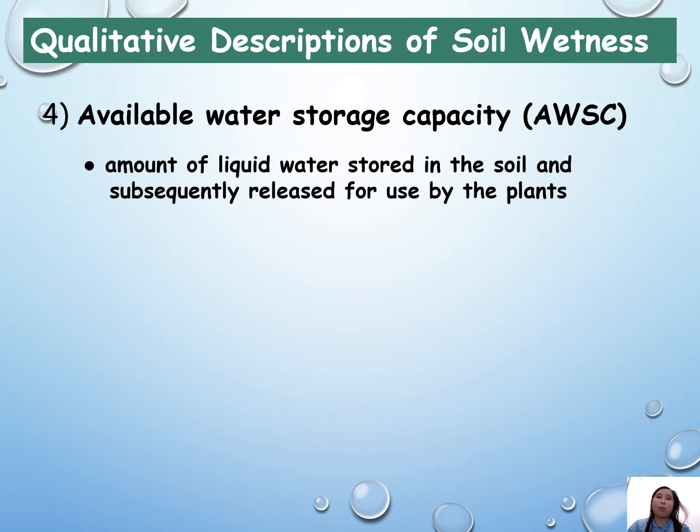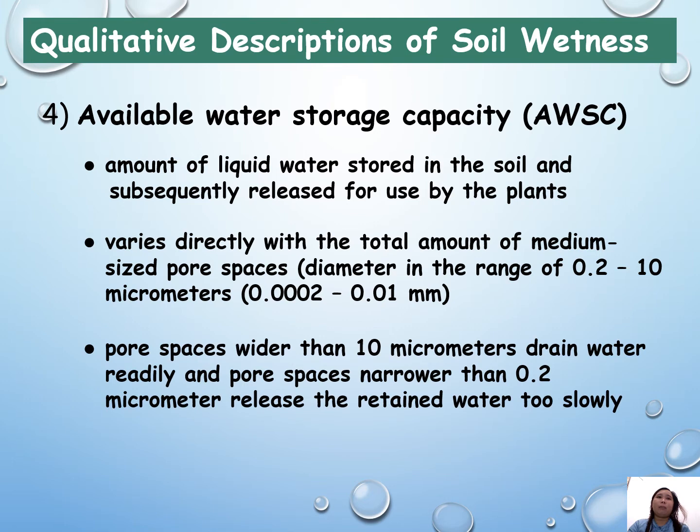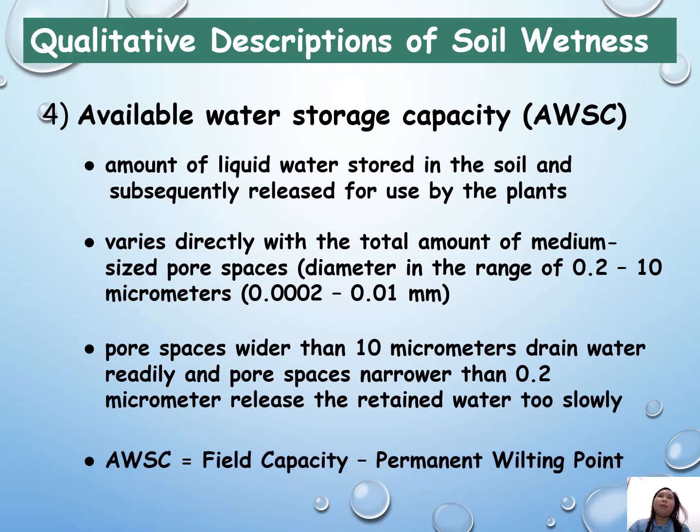The last one is the available water storage capacity, or the AWSC. This is the amount of liquid water stored in the soil and subsequently released for use by the plants. This kind of water varies directly with the total amount of medium-size pore spaces, or the mesopores, having a diameter in the range of 0.2 to 10 micrometers, or 0.0002 to 0.01 millimeters. Pore spaces wider than 10 micrometers drain water readily, and pore spaces narrower than 0.2 micrometer release the retained water too slowly. The AWSC could be calculated by subtracting the amount of water at permanent wilting point from the amount of water at field capacity.